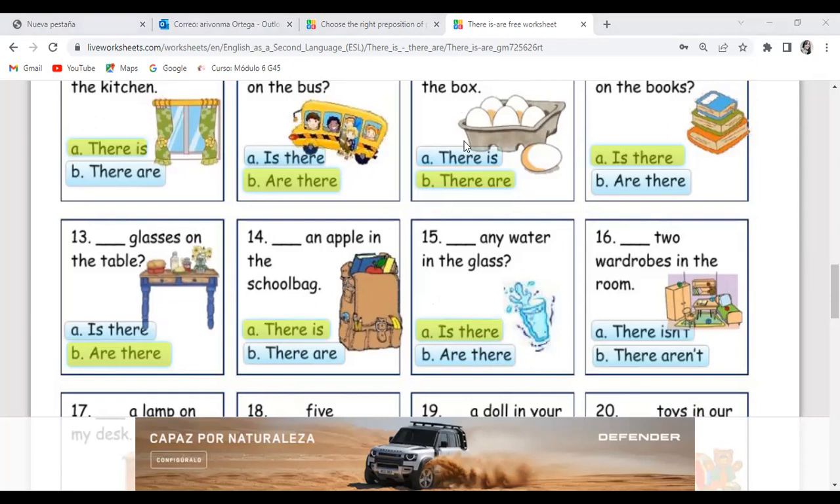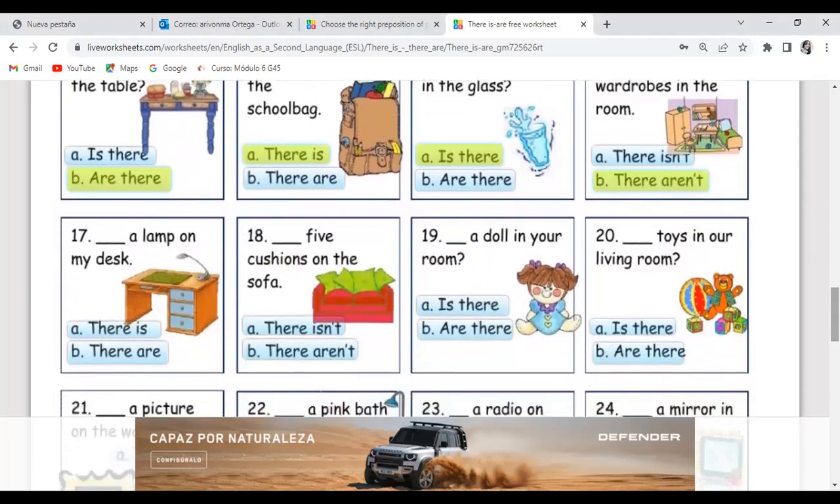Now, number 16. 2 wardrobes in the room. Vean que en el cuarto solamente hay un ropero. Entonces, tenemos que usar la negación. Y entonces, ¿qué digo? There isn't 2 wardrobes or there aren't 2 wardrobes in the room. So what do you say, guys? There aren't. ¿Por qué there aren't? Porque estoy hablando de 2. No hay 2 roperos en el cuarto. There aren't two wardrobes in the room.